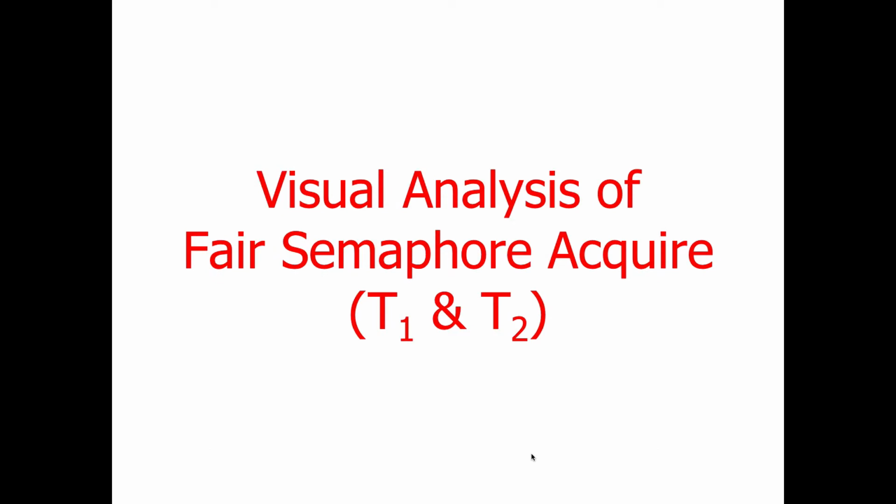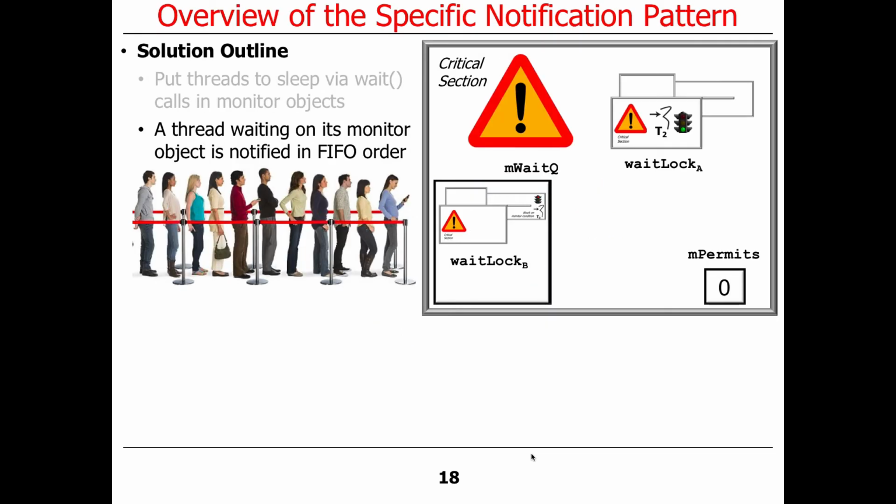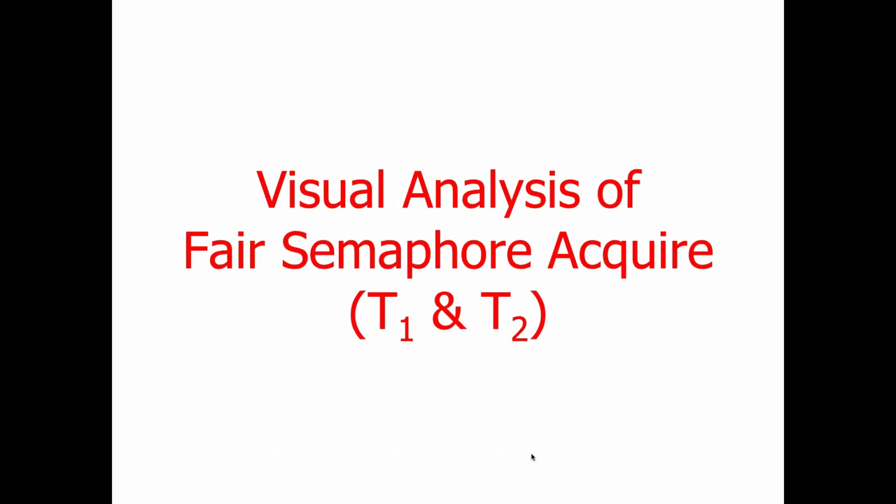All right, so now what we're going to do is use this pattern, which I've outlined here, in order to implement a fair semaphore. We could use it for all kinds of other stuff too, but we're going to use it to implement a fair semaphore. And I'm going to give you a detailed visual analysis of how this pattern works. And then your job for assignment number 4 is going to be to translate the visual description plus the skeletons that we'll go through in a little bit and implement the fair semaphore using the specific notification pattern.